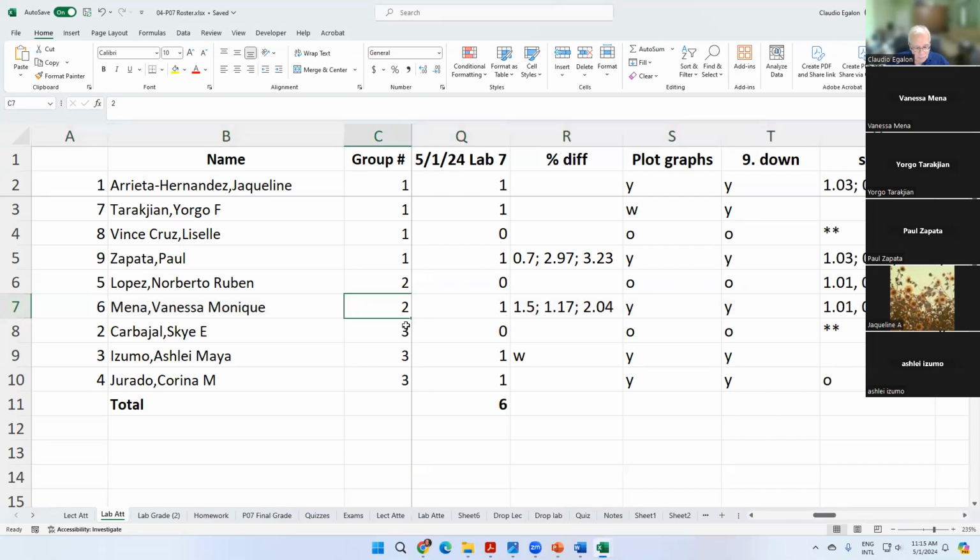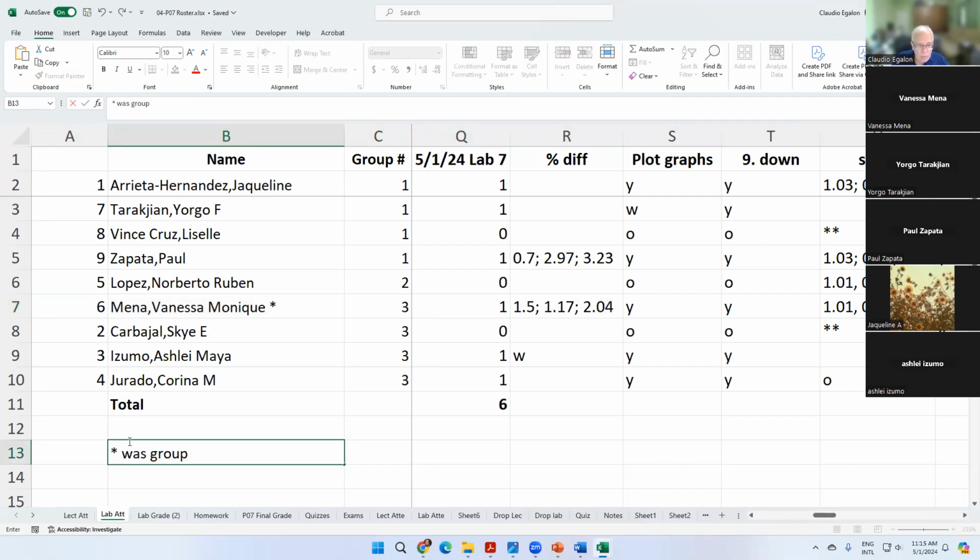I'll put it here, group number 3, and I put a star here up to was group number 2. Was group number 2 until lab 6, right? From lab 7 became group number 3.